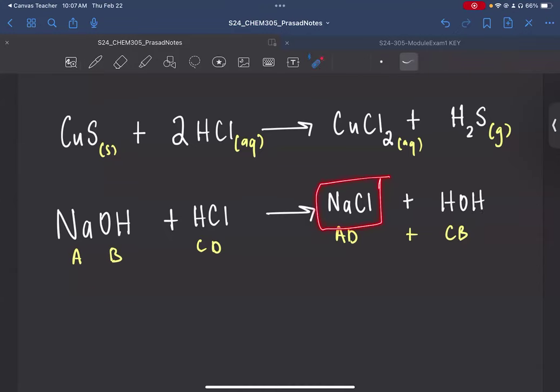Do your best to just double check yourself. Sodium is positive one, chlorine is negative one. It's fine. No subscripts needed. HOH, you can simplify that further to become H2O.